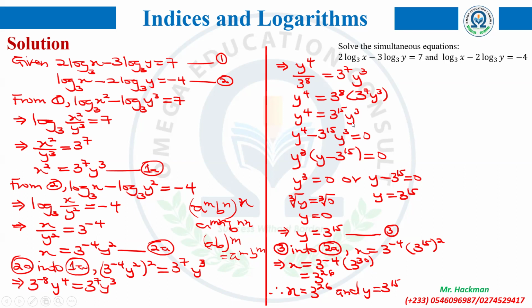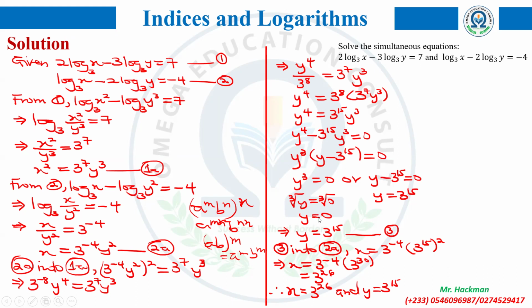You move everything to one side, just as if you are dealing with a quadratic equation, and factorize. You solve by factorization, and you can factor out y cubed. If you factor out y cubed, you are left with y here and 3 to the power 15 here. Again, you have a product of two numbers giving you 0, so y cubed is equal to 0, or this is equal to 0.